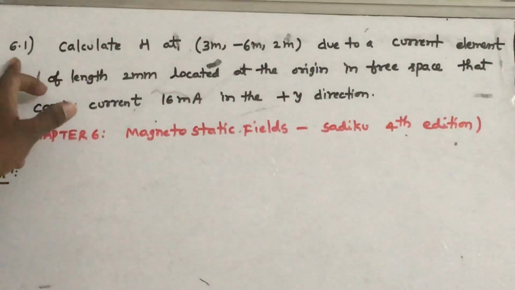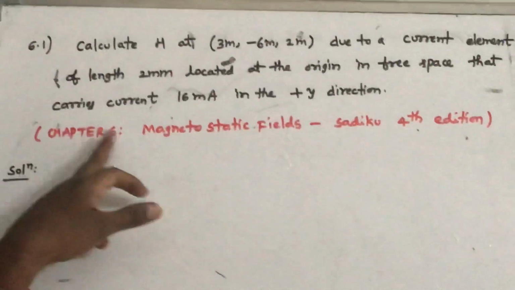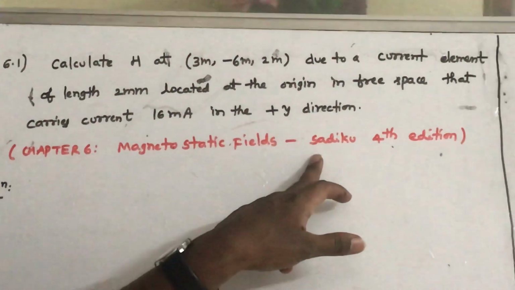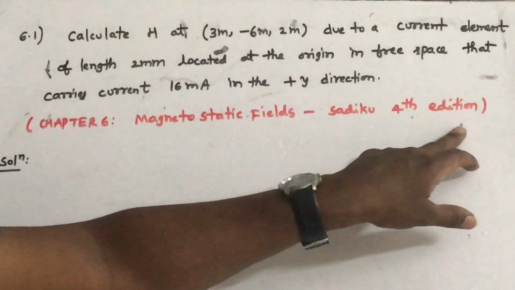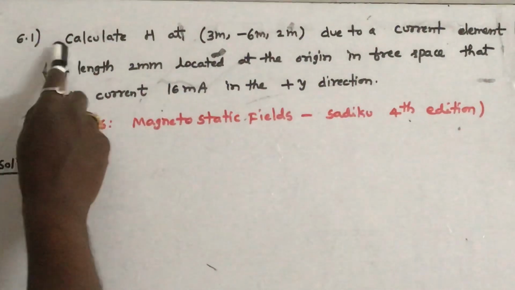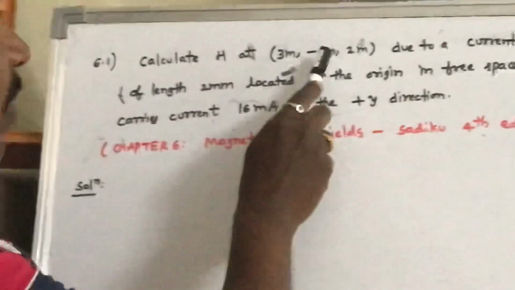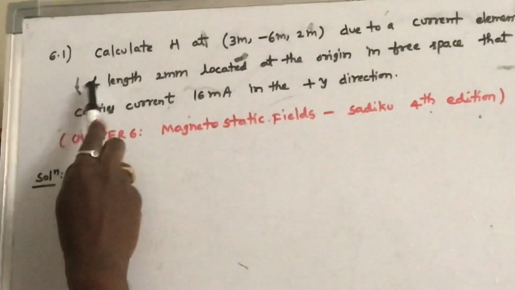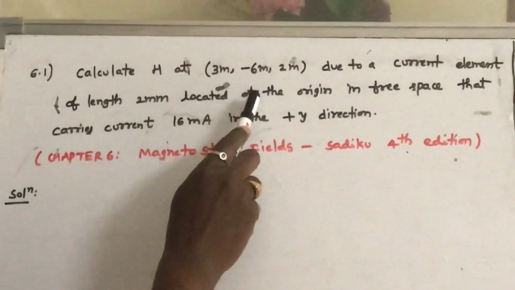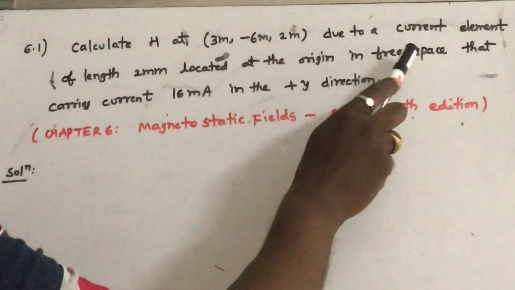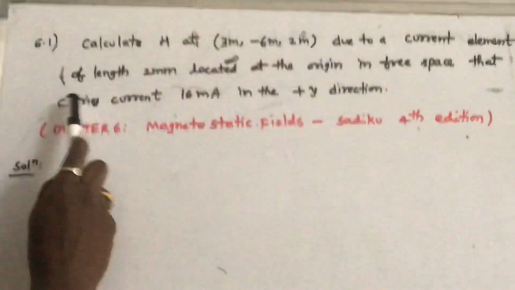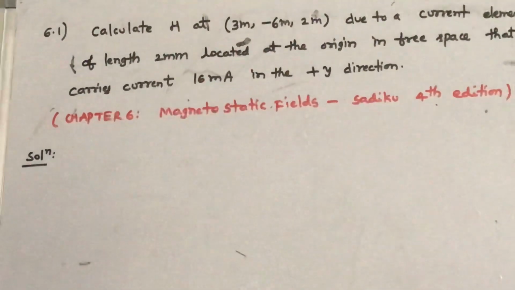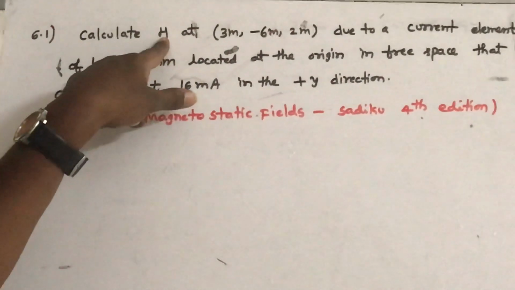Hi, this is problem 6.1 from chapter 6, Magnetostatic Fields, Elements of Electromagnetics by Sadiku, 4th edition. The problem is: calculate H at (3, -6, 2) meters due to a current element of length 2 millimeters located at the origin in free space that carries a current of 16 milliamperes in the positive y direction. So what we have to calculate? Magnetic field intensity, capital H.